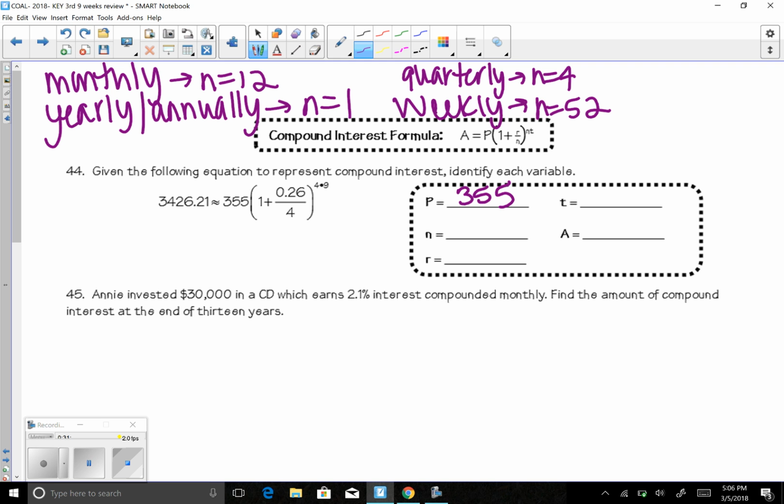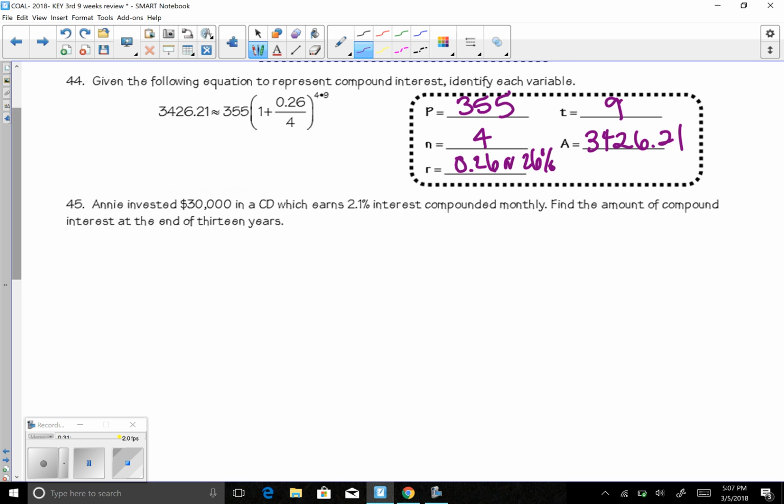So here my N is 4. That means quarterly. R is your percent. Well, that's above the fraction, so that would be 0.26 or 26%. T is time, so that's 9, and A is your final value, so 3,426.21. Okay, so 45, you are actually doing a problem.